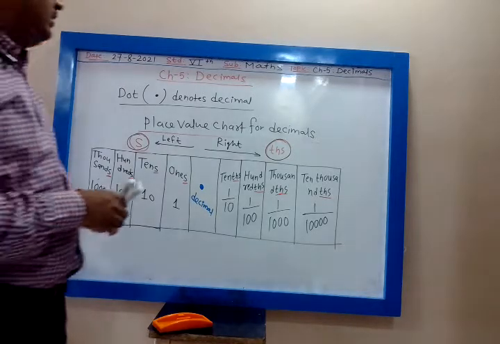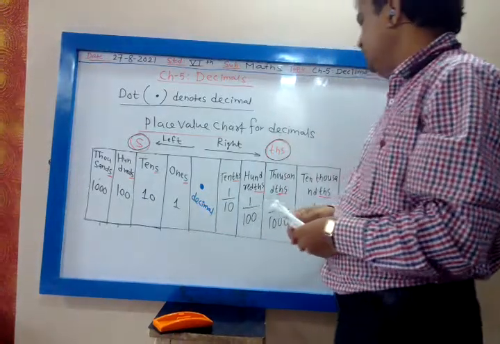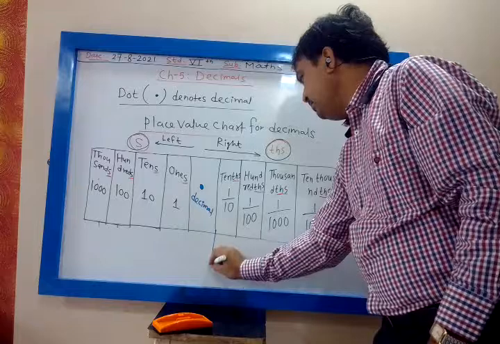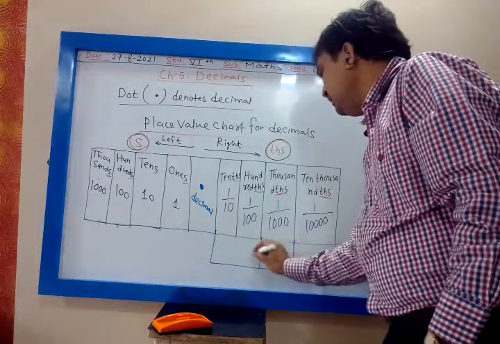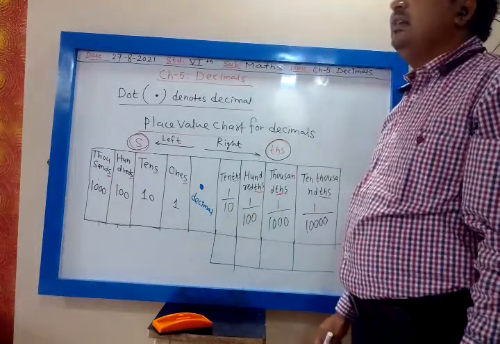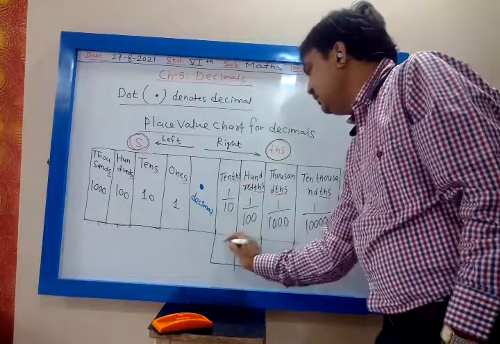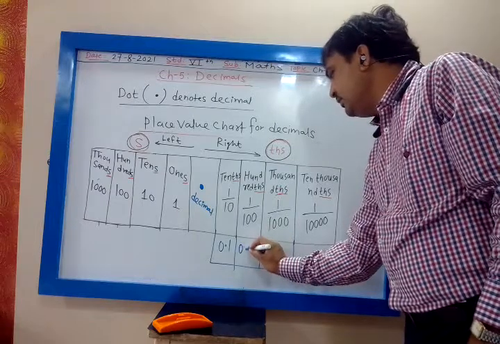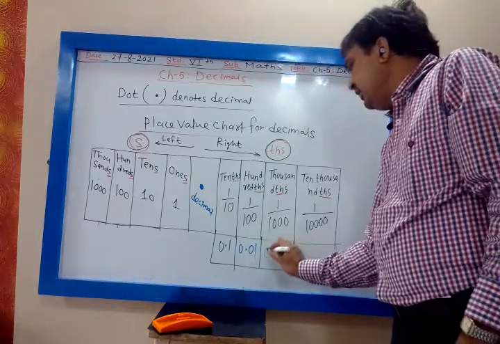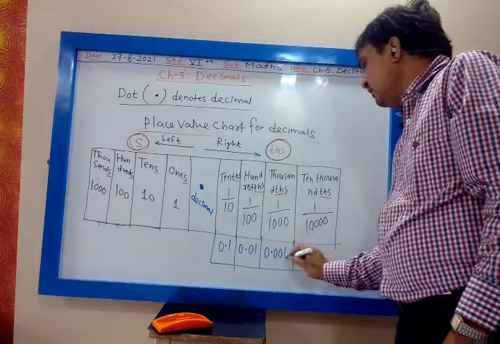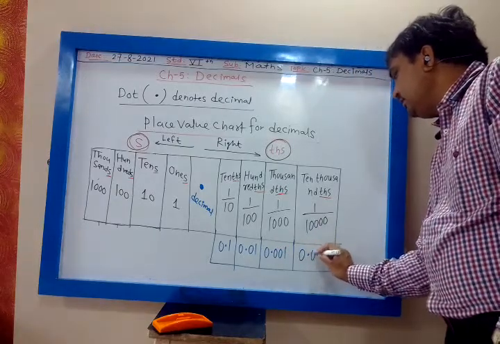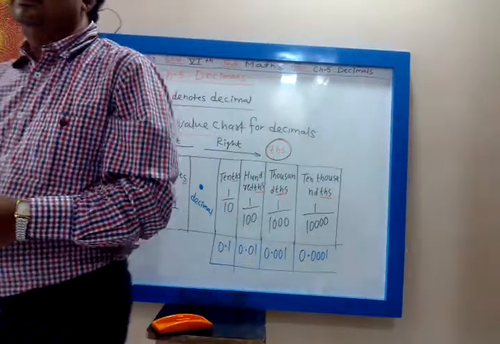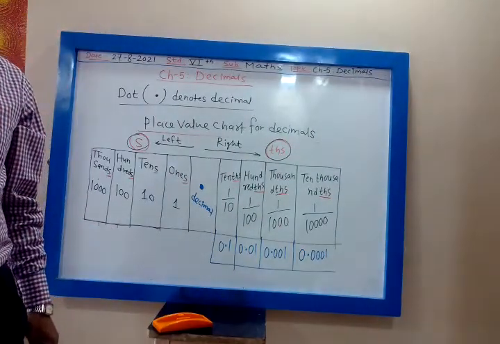Okay. What can you write for 1 upon 10? Tell me. We have already seen that, no? 1 upon 10. In the denominator, how many zeros are there? 1 zero. So this I can write as 0.1. 1 upon 100 I can write as 0.01. 1 upon 1000 I can write as 0.001. 1 upon 10,000 I can write as 0.0001. Okay, so these are the place values of decimal.